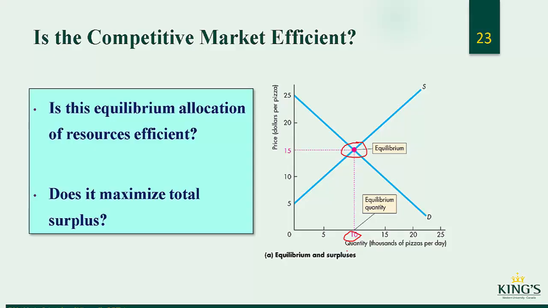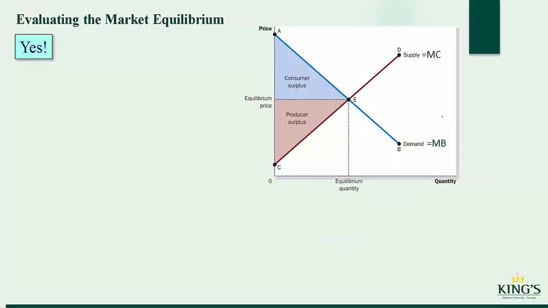If you remember back from the first class, we're using our scarce resources to make this pizza, and we're making 10,000 of them. Is that optimal? Well, we can answer that question now with the tools that we just developed. If you remember, we can think of the demand curve as a marginal benefit curve, and we can think of the supply curve as a marginal cost curve.